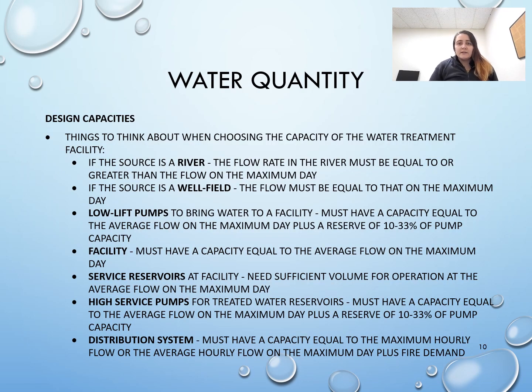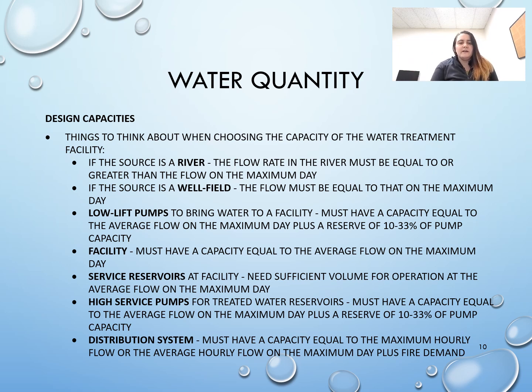And then the last thing that I want to talk about here is design capacities. So once we know our water demand and we know the average daily flow, that kind of thing, there's many different ways to calculate that flow. Do we want an average? Do we want a min? Do we want a max? Where are we looking at this?